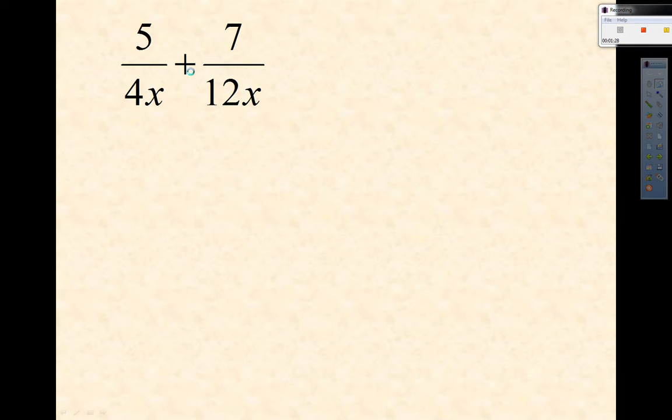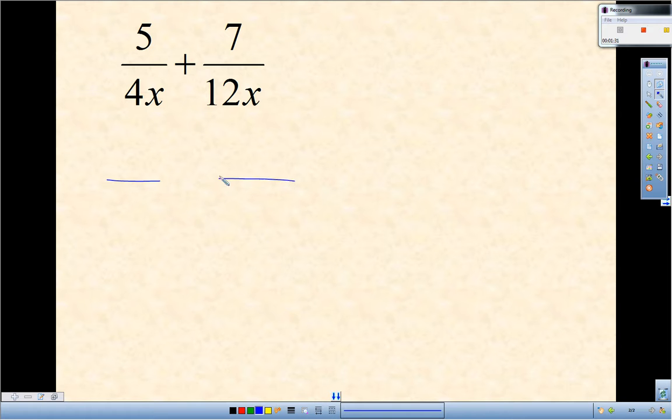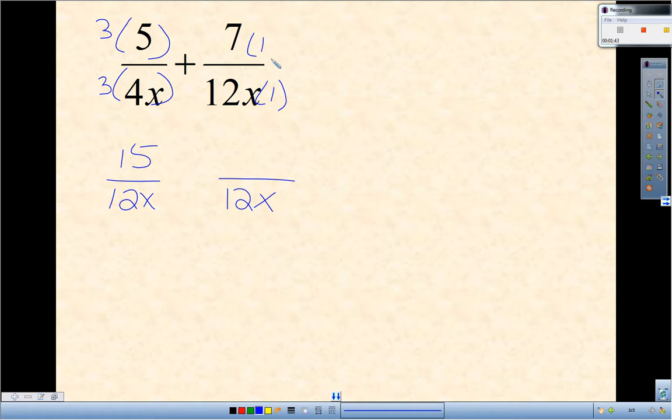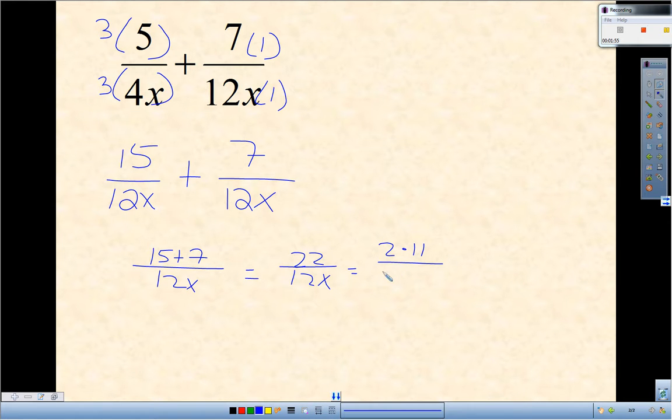Alright, for the second one, my common denominator between 4x and 12x would be 12x. In the first fraction, 4x times 3 gives me 12x, so 5 times 3 would be 15. 12x times 1 is 12x, so 7 times 1 is 7. Now that they have the same denominator, I can add them together and get 15 plus 7 over 12x, which would be 22 over 12x. I can break 22 into 2 times 11 and 12 into 2 times 6. The 2's would cross out since they're factored, and I'd have 11 over 6x.